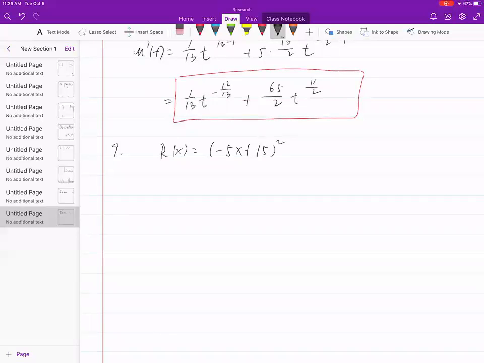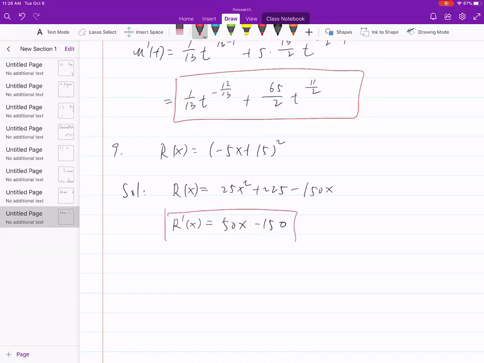Yeah, currently we have two ways of doing it. The first one is just, there's no shortcut, just follow everything out. That gives 50x minus 150. That's certainly one way.